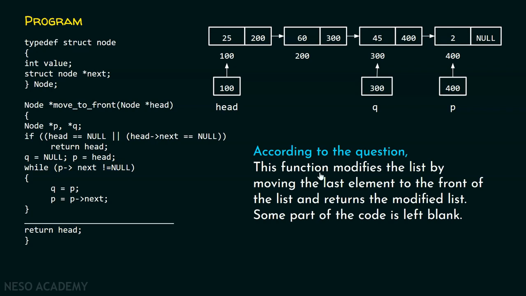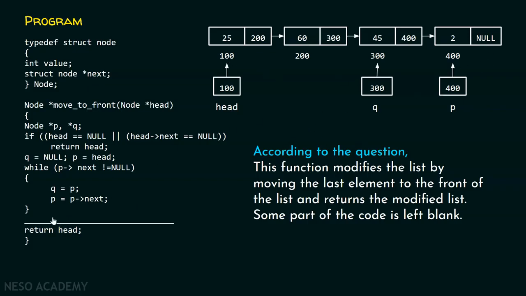According to the question, this function modifies the list by moving the last element to the front of the list and returns the modified list. Some part of the code is left blank. Up to this point, we know how this code works. But what we want from this function is that it must modify the list in such a way that the last node becomes the front node, or the first node, of the list. So here we have to input something that makes this last node the first node of this list.